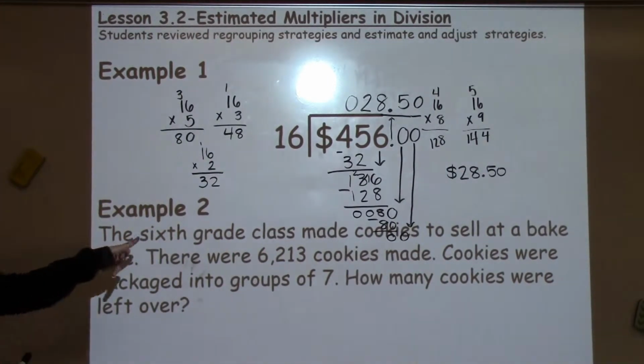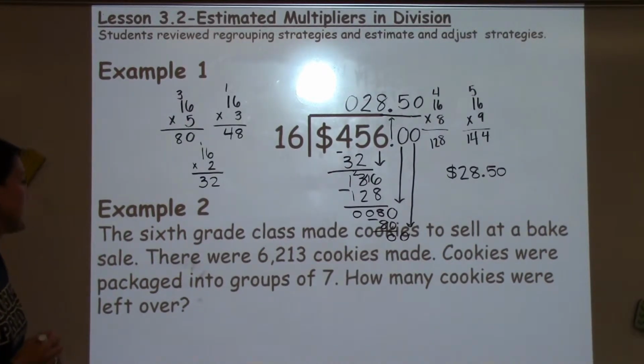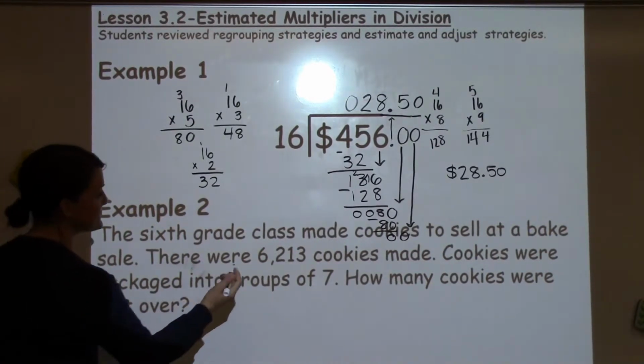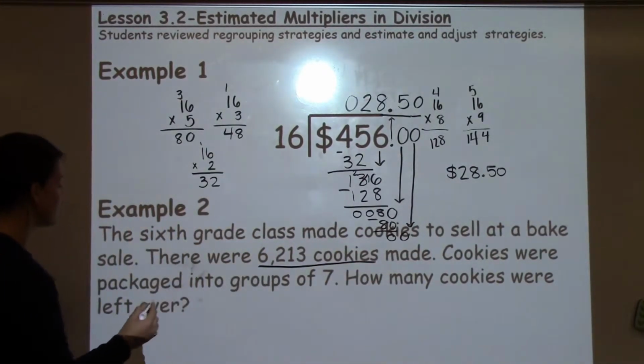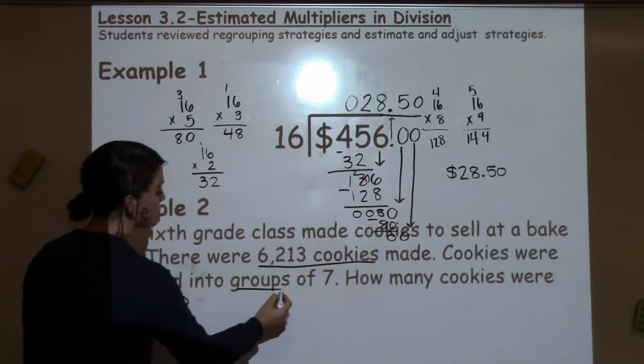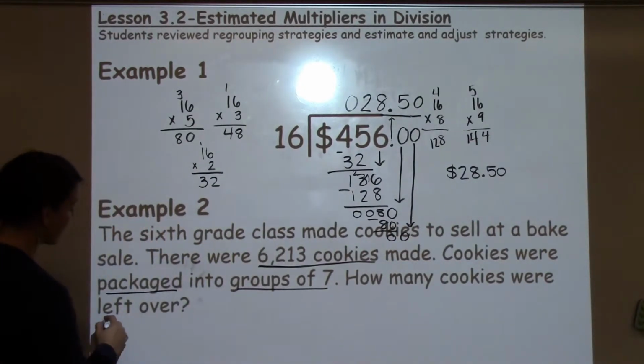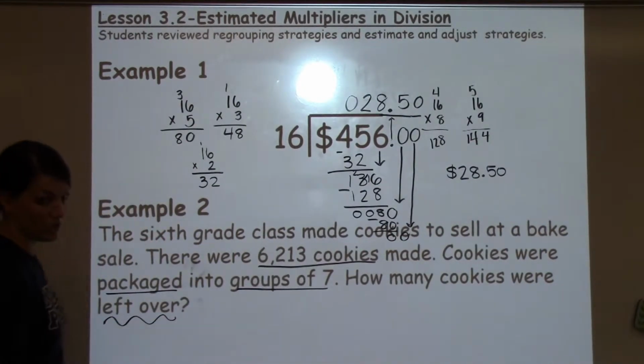Example 2 says the 6th grade class made cookies to sell at a bake sale. There were 6,213 cookies made. Cookies were then packaged into groups of 7. How many cookies were left over?